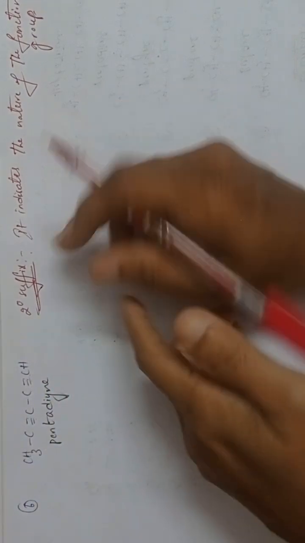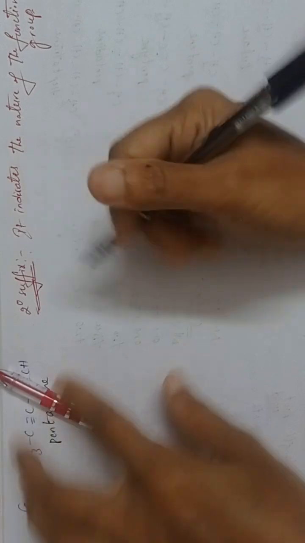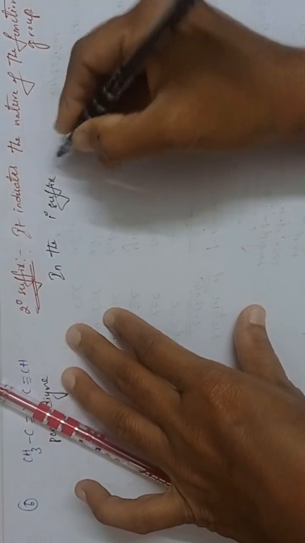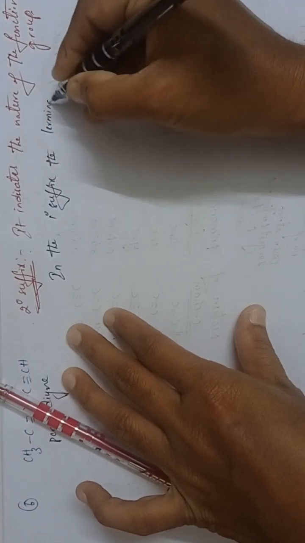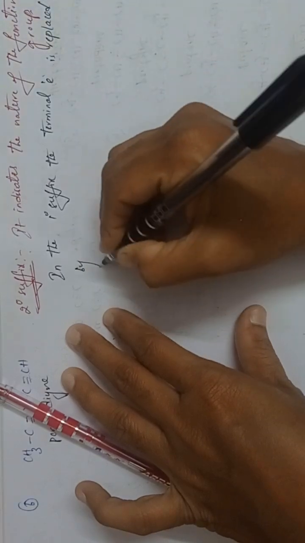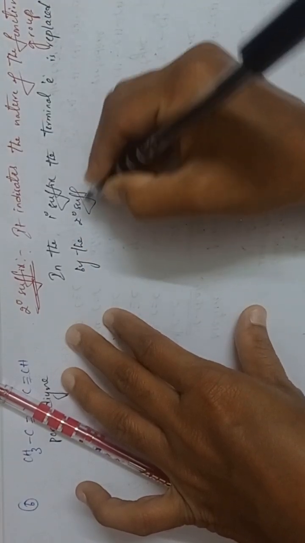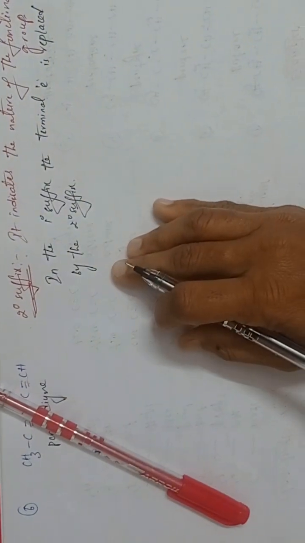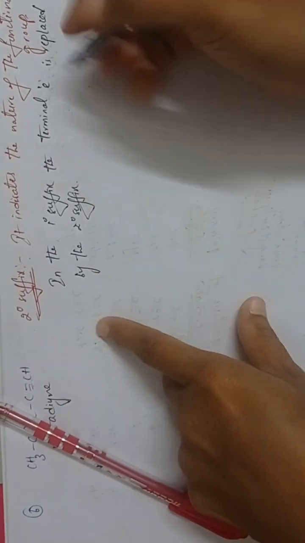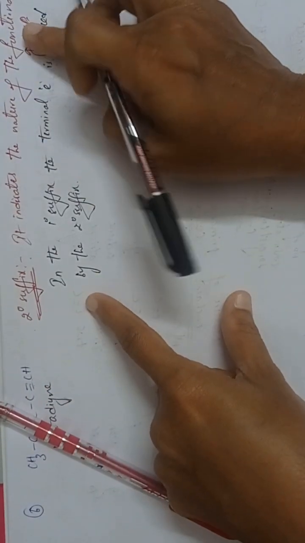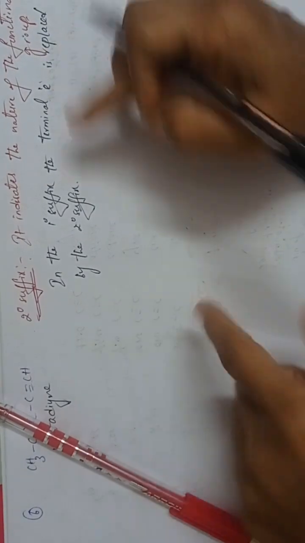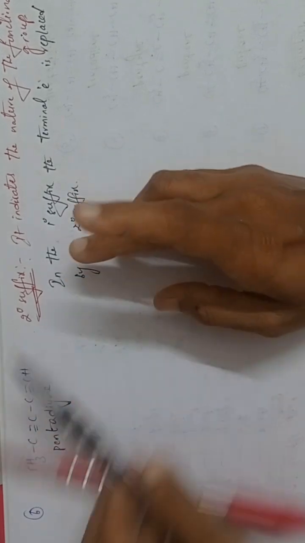Right. So in the primary suffix, the terminal E is replaced by the secondary suffix, students, by the secondary suffix. Clear? See here, in the given compound, secondary suffix means functional group. It indicates the nature of the functional group. So secondary suffix means in the primary suffix, the terminal E, the last letter E, is replaced by the secondary suffix, students.